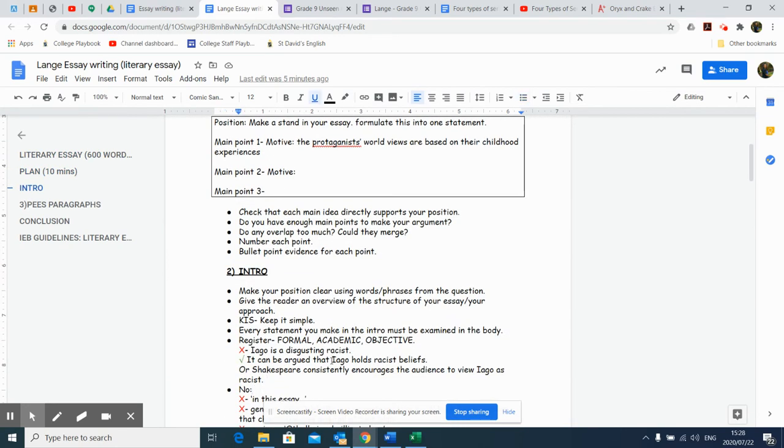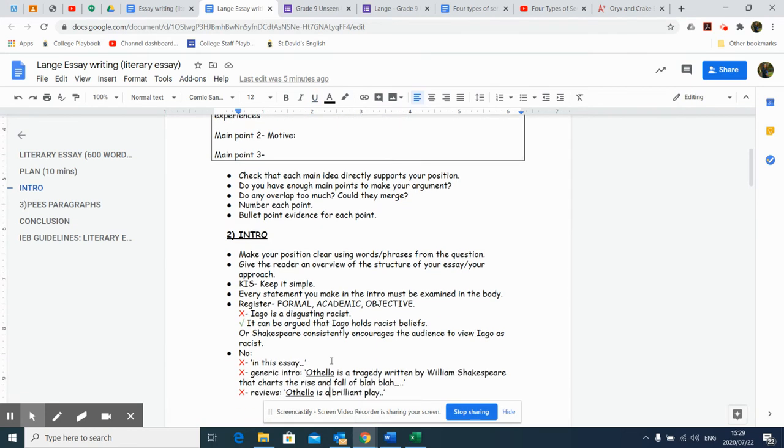Give the reader an overview of the structure of your essay or your approach. So you basically have to say in your essay what you are going to do. What are you going to discuss in this essay? But you need to do that eloquently. The next one, KISS: keep it simple. It's usually keep it simple, stupid, or silly. Every statement you make in the intro must be examined in the body. The register is always formal, academic and objective.